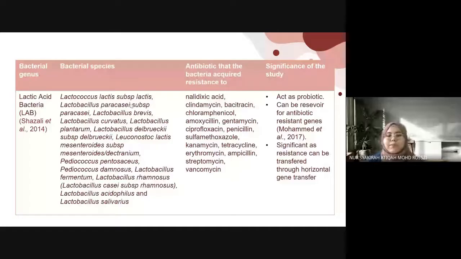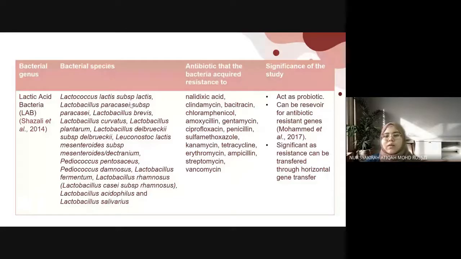The next is lactic acid bacteria. Various types of lactic acid bacteria were isolated and found resistant towards a few antibiotics. Lactic acid bacteria is a little bit different compared to the other bacteria in this review, because it acts as a probiotic, and it can actually replace the antibiotic in livestock. However, lactic acid bacteria is still a bacteria, so it has the possibility to be a reservoir for antibiotic resistant genes, which is significant as the resistance can be transferred through horizontal gene transfer from one bacteria to another bacteria.